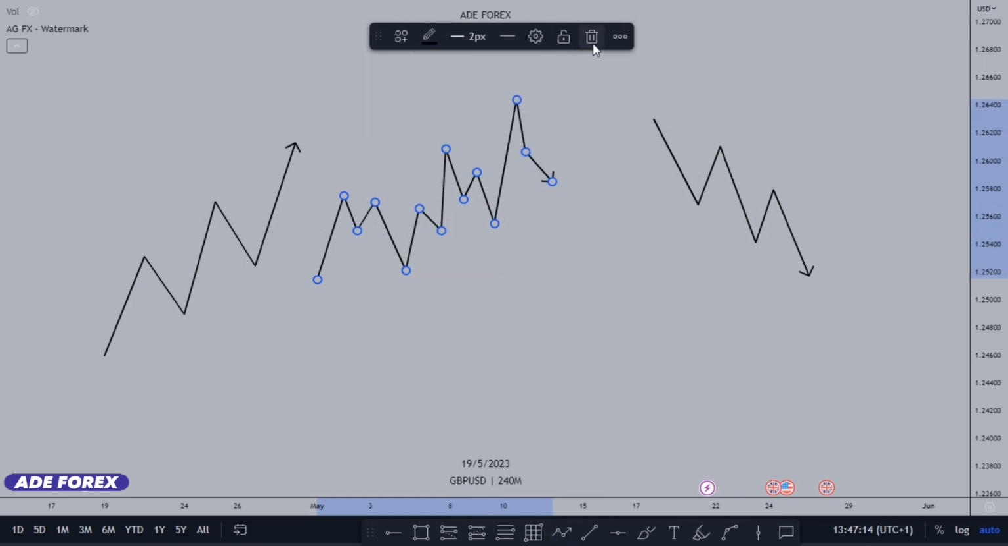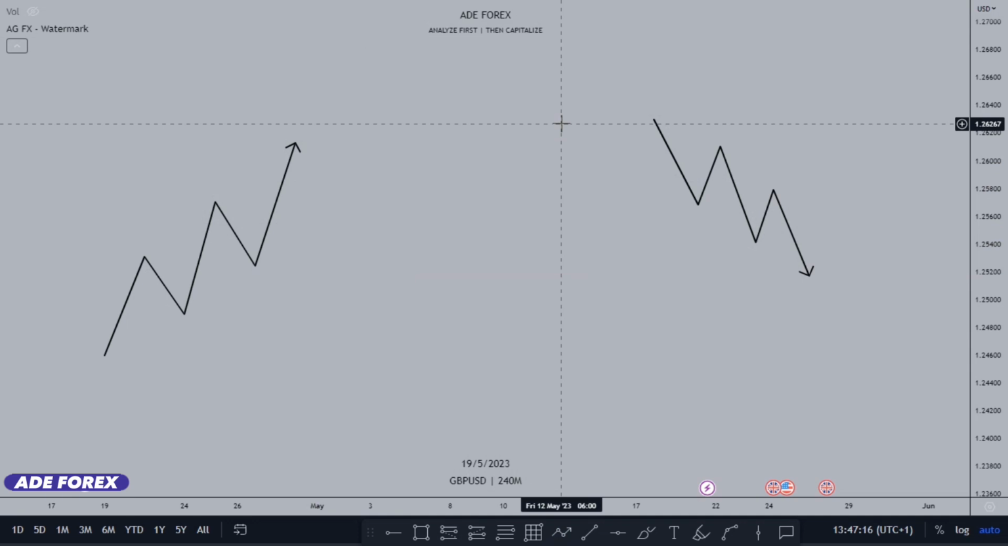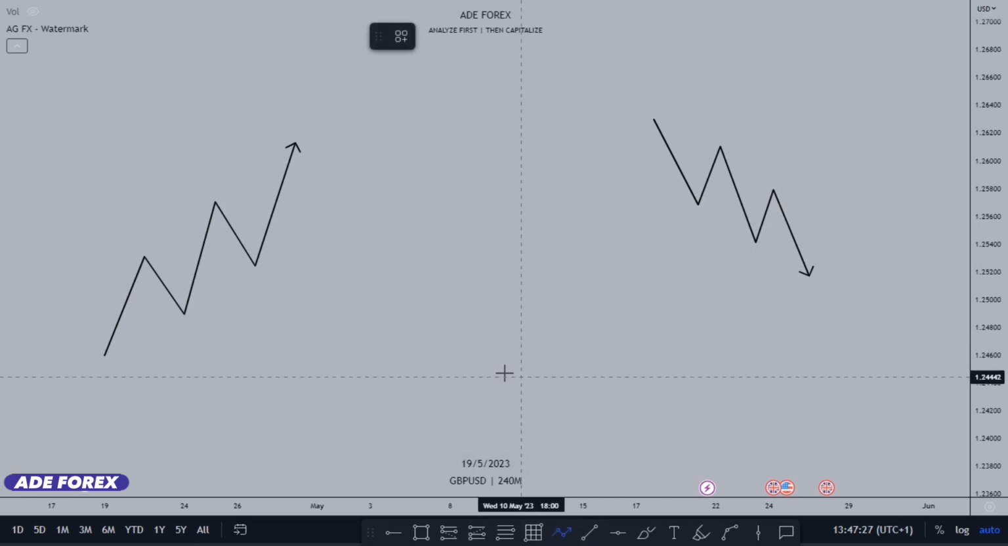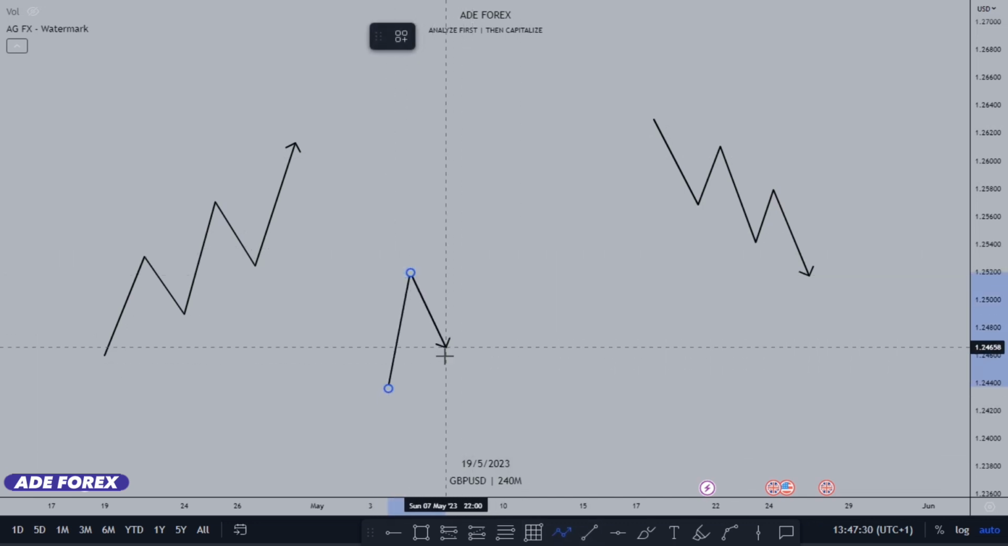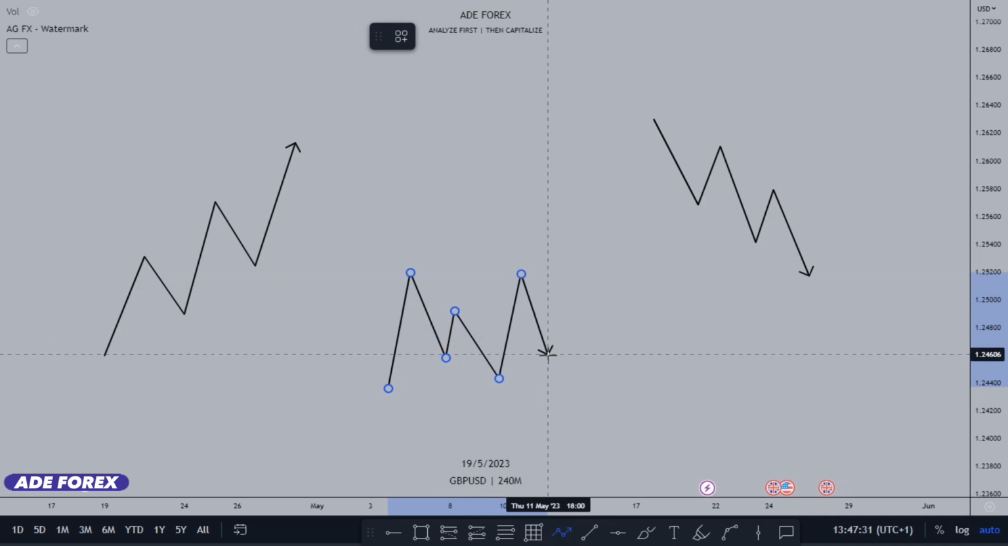Trust me, after this whole series you're going to understand. You are going to be the master of yourself. The consolidating market looks something like this.